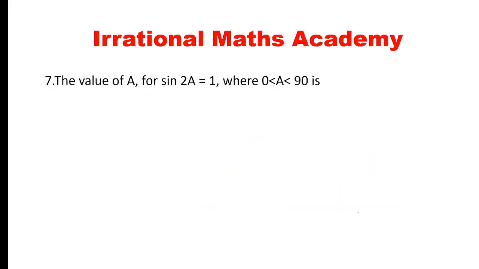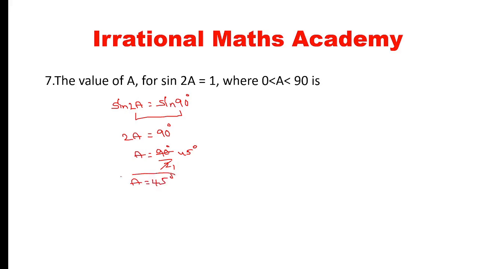Next, the value of a for sin 2a equal to 1. Okay, they are asking for a value, right? So same thing. Now sin 2a, so sin 90 degrees, for sin 90 degrees only will we get 1. So now you equate both. So 2a equals 90 degrees. A equals 90 by 2. 2 ones are 2, 2 fours are 8, so 45. So the a value equals 45 degrees. That is what they are asking.